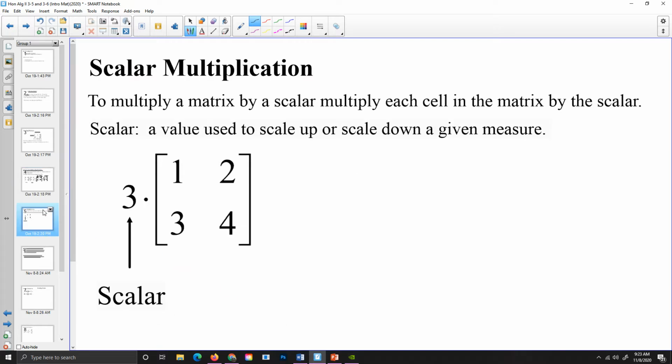The next thing I'm going to ask you to do is scalar multiplication. To multiply a matrix by a scalar, we're going to multiply each cell in the matrix by that scalar. A scalar is just a value used to either scale up or scale down a given measure.